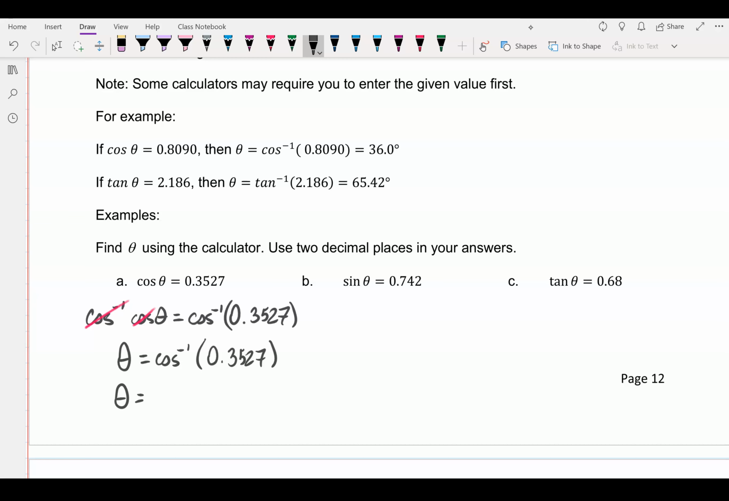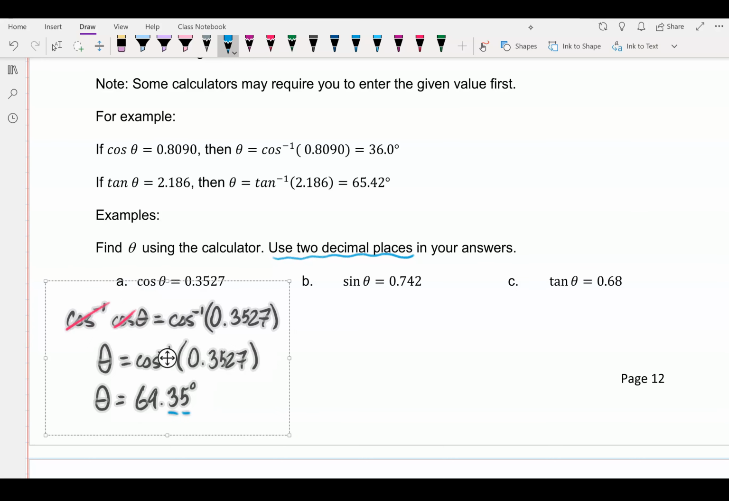So in this case, the angle that we would get is 69.35 degrees. And again, I'm using 2 decimal places here because it says to use 2 decimal places. So something to keep in mind. Let me just move this over. Pause the video and try the next 2. Hopefully you've done that. Sine of the angle is 0.742, so I'm going to get the inverse.